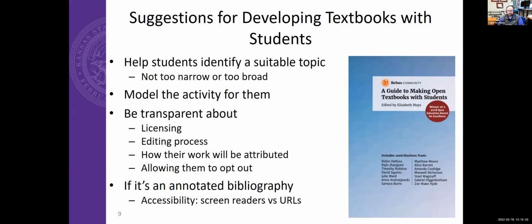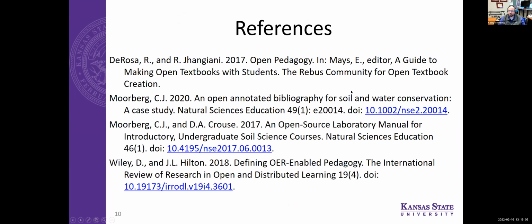And one thing that was a unique sort of curveball for an annotated bibliography is that screen readers do not work well with URLs. And so I had to use some HTML code called an ARIA label that would basically tell a screen reader some alternative words to say in place of having a long string of characters. So that was kind of the workaround for still including those URLs in the book. I do recommend this book on the right. This is sort of the inspiration for doing this project, a guide to making open textbooks with students. So it's a good book to check out.